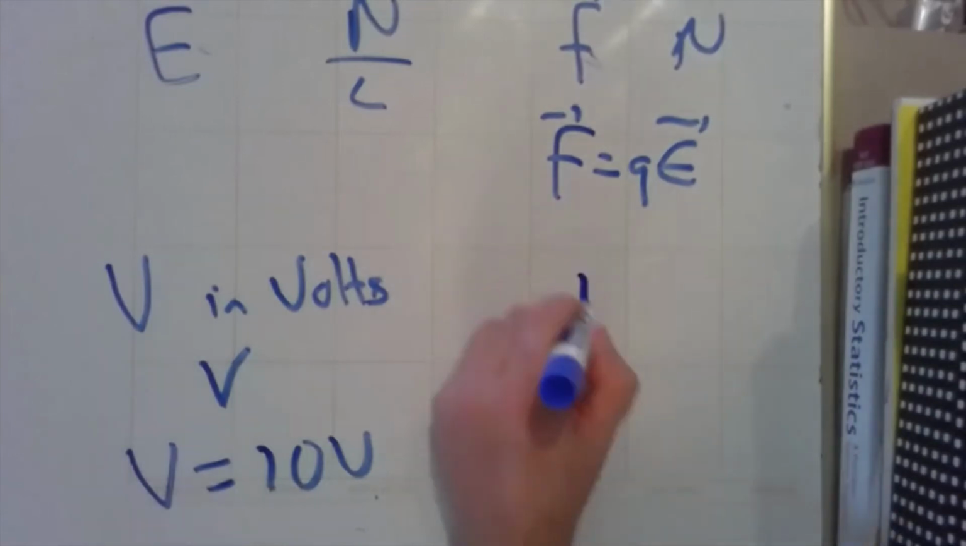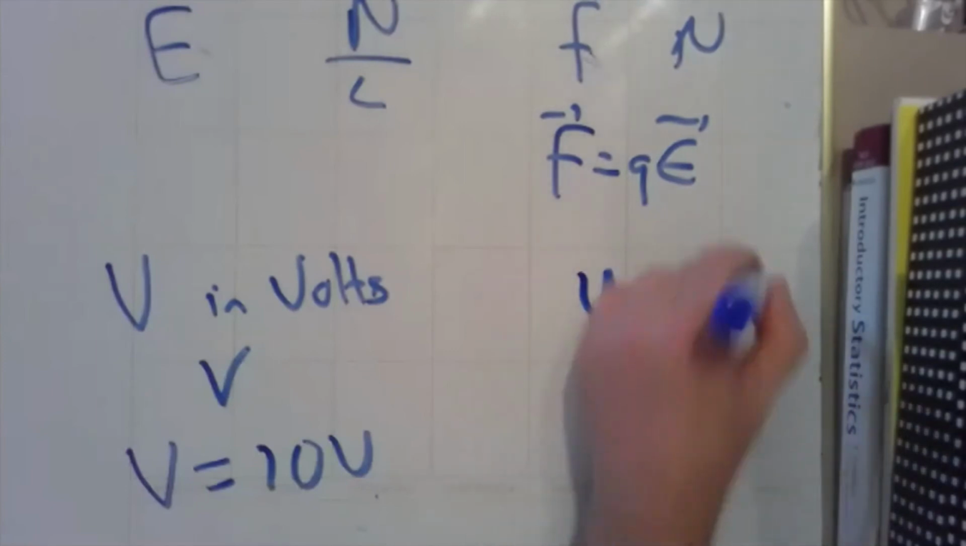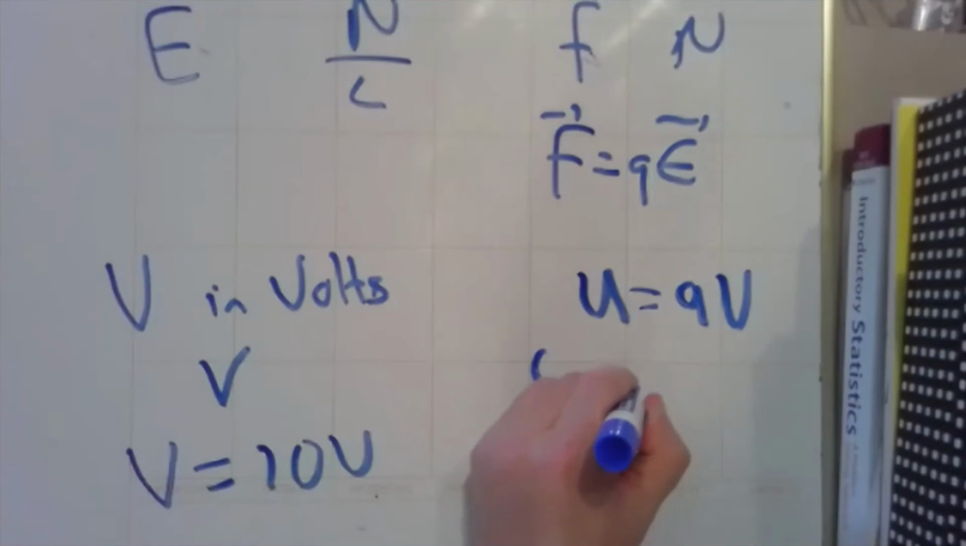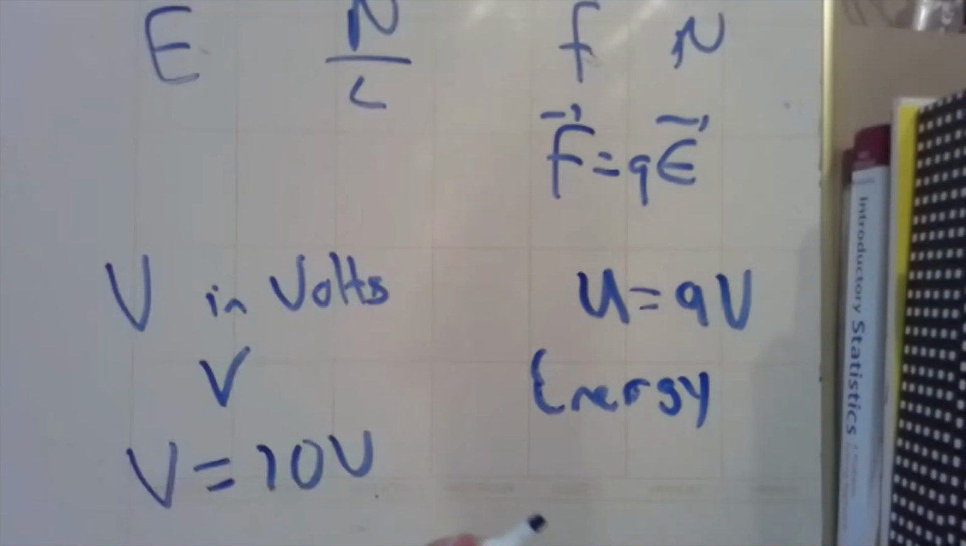And then we have U. Same relationship: Q times V. This is the work or energy. And like all energies, this is in joules.